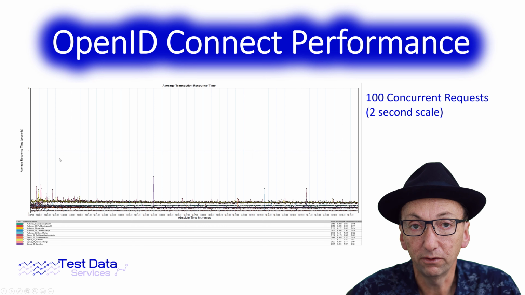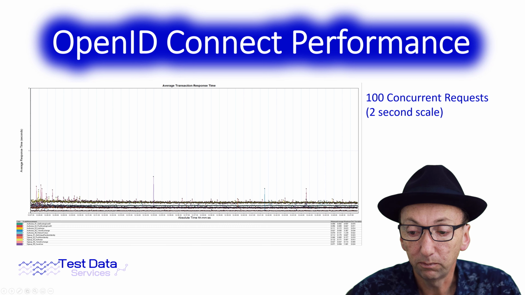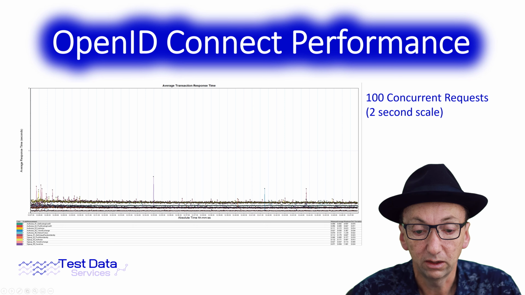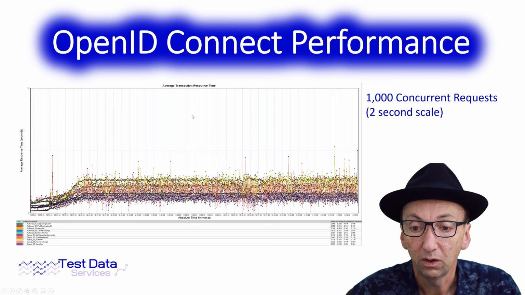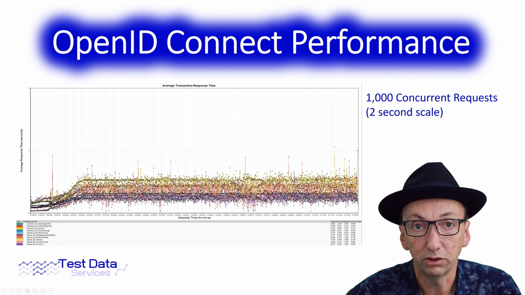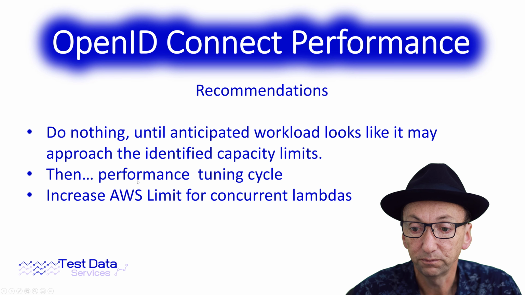With a concurrency of 100, so before we hit any performance constraints, we can see that the performance here on a 2-second scale is well under a quarter of a second for all of the transactions. When we ran with a concurrency of 1,000, we started to increase up toward a half a second on the slowest call, which is the authorize.